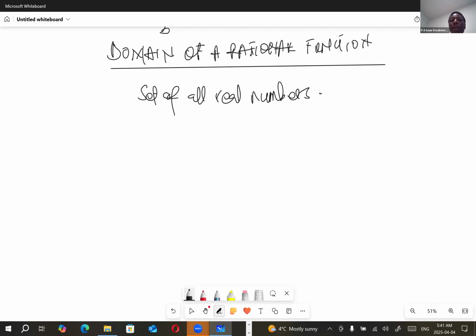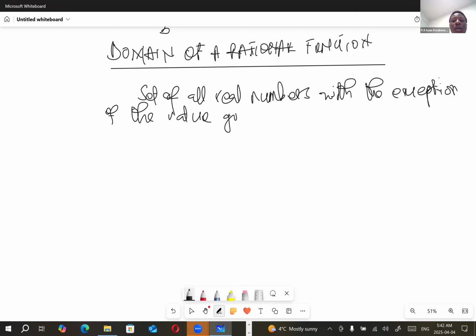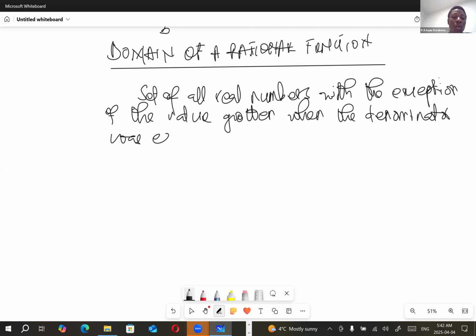With the exception of the values gotten when the denominator was equated to 0.